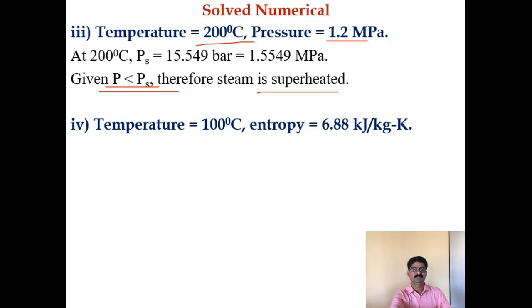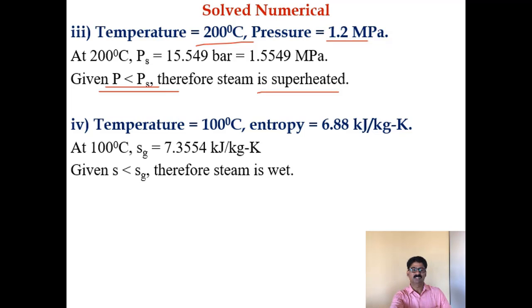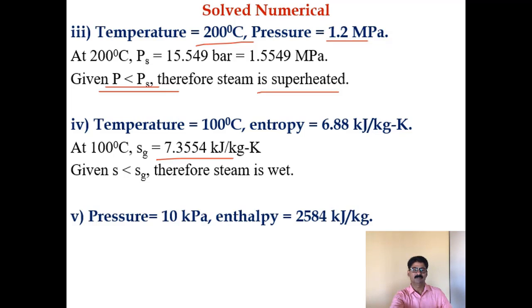Okay. Now let us go to the next condition. Temperature is 100 degrees Celsius, entropy is 6.88. So once again you have to compare with Sg. So Sg at 100 degrees Celsius is 7.3554 kilojoules per kg per Kelvin. The given value of S is 6.88 kilojoules per kg per Kelvin. So S is less than Sg. Therefore steam is wet.